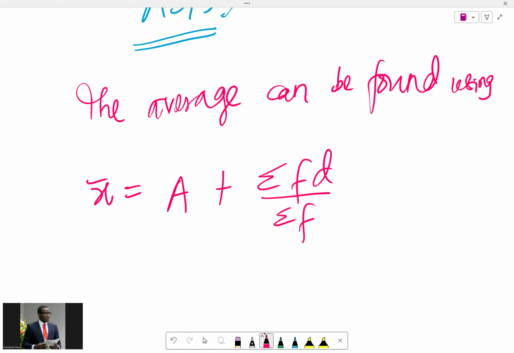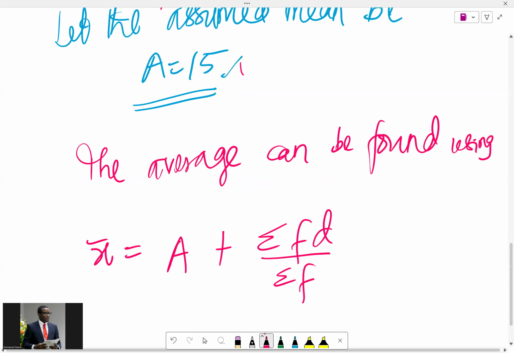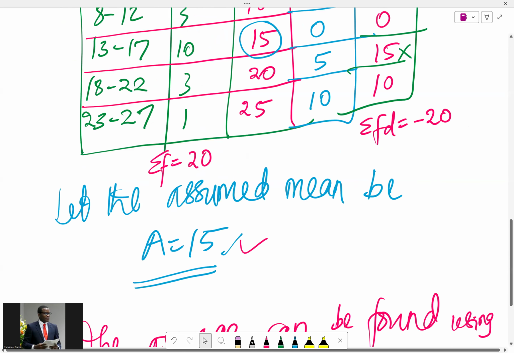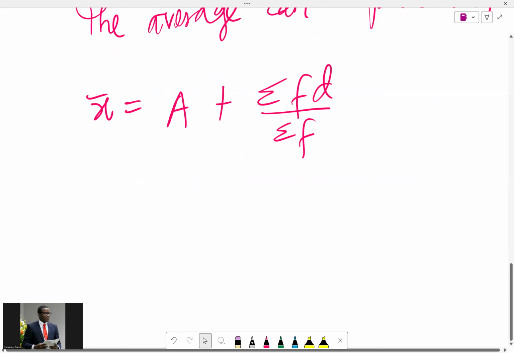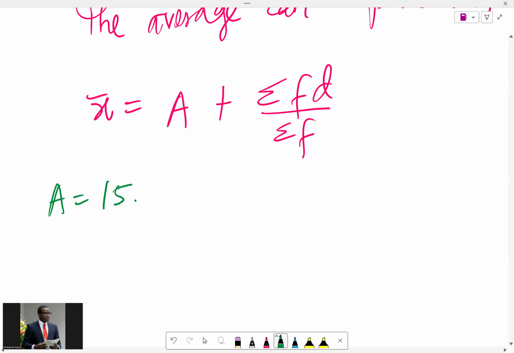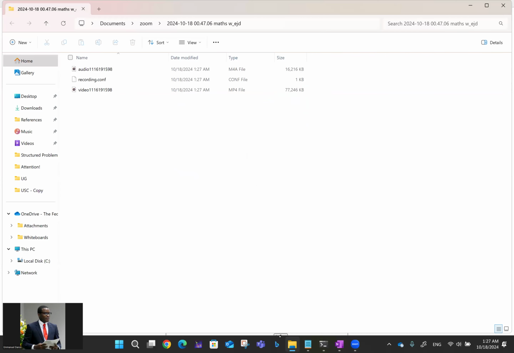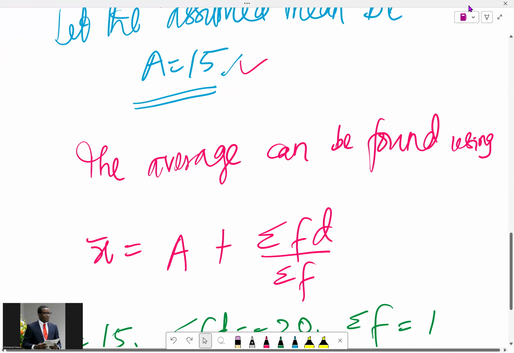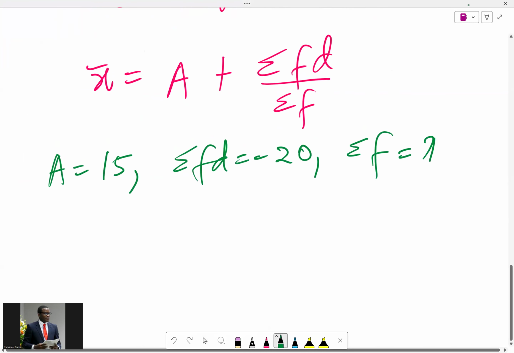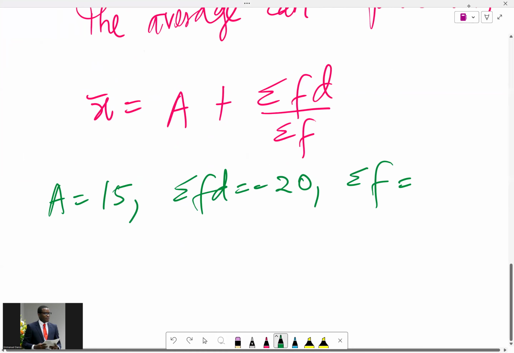Of course, you already know the assumed mean is A, and there's the summation of frequency. I can just list all of those out for the sake of it. So A, we took that to be 15. Summation of FD is minus 20, and summation of F itself is 20 also. Yes, it's 20. So summation of F is 20.